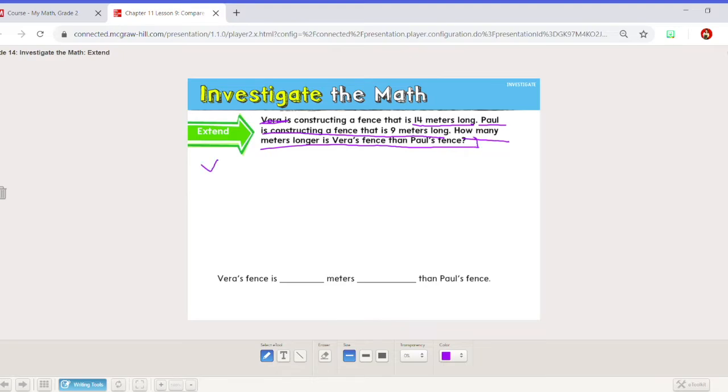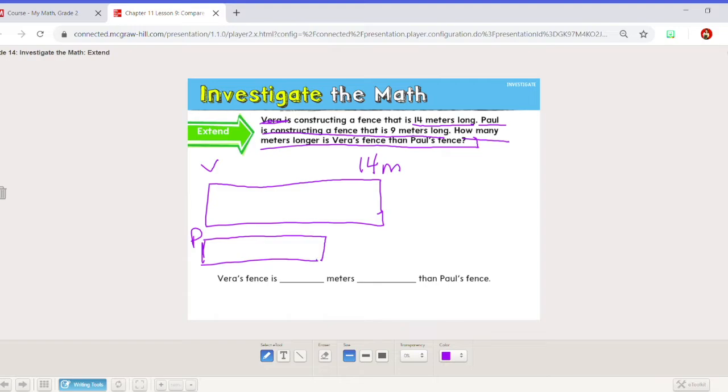So I'm going to put V for Vera. Her fence is 14 meters long. So I'm going to just do a basic fence like that. And I'm going to say 14 meters. Then we have Paul. I'm going to compare it at the same spot. His is about 9 meters. So I'm going to write 9 meters for Paul.